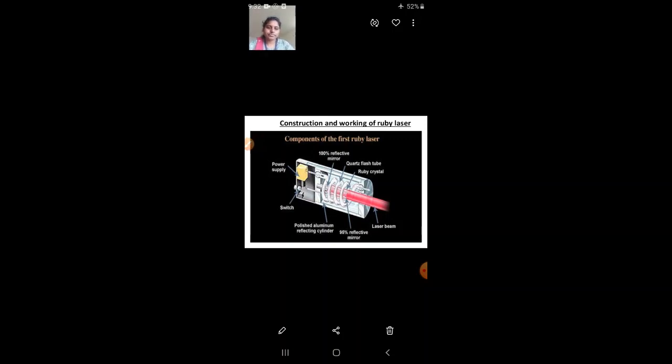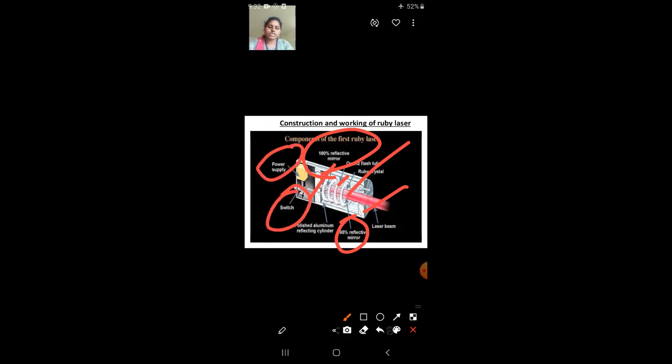And again, see this diagram. First, this is the ruby rod, and this is the quartz flash tube and ruby crystal. There are two ends in this ruby rod. One is a 100% reflecting mirror and the second one is a 95% reflecting mirror, that means less than 100%. And this is a power supply, this is the switch, this is the laser beam, and this is the polished aluminum reflecting cylinder.